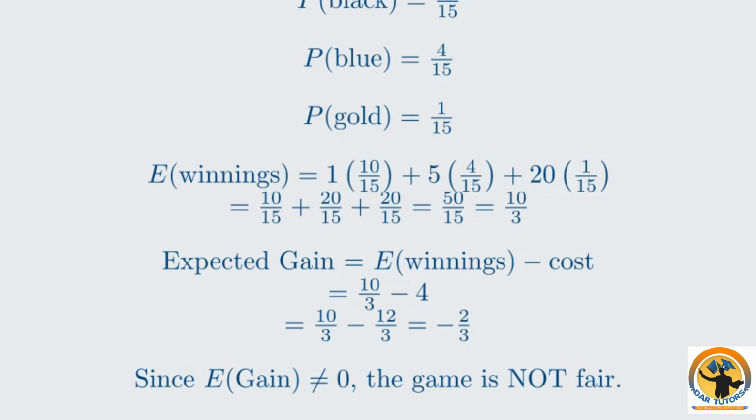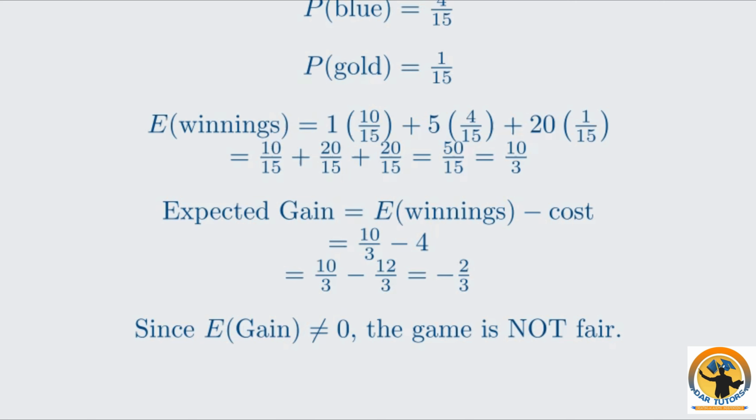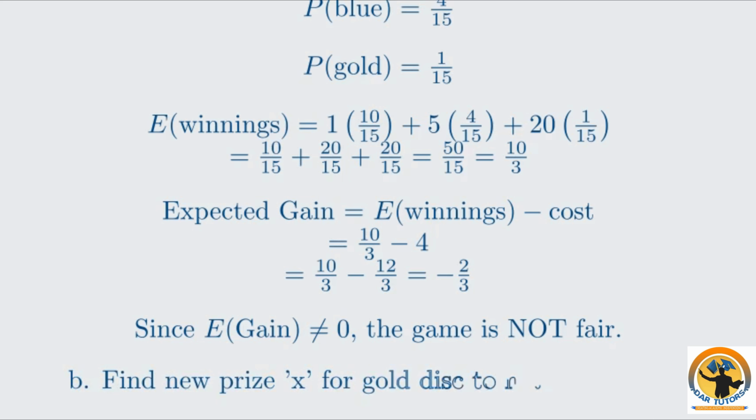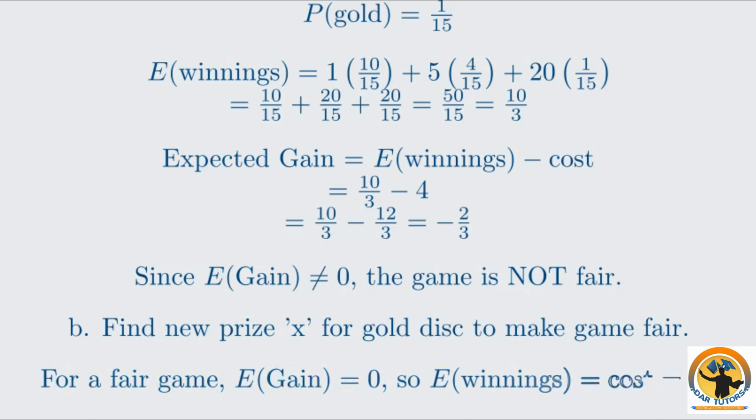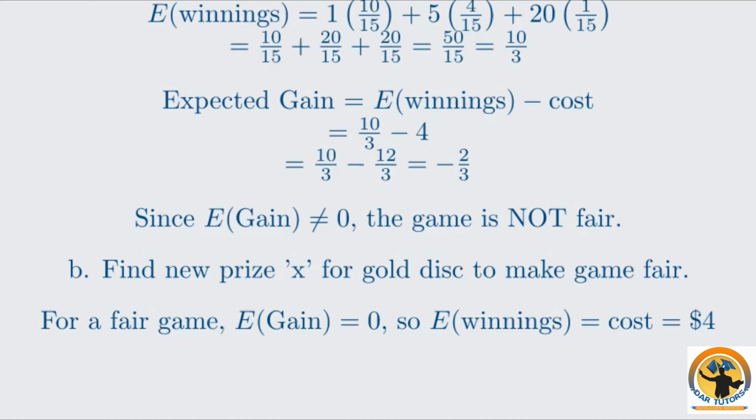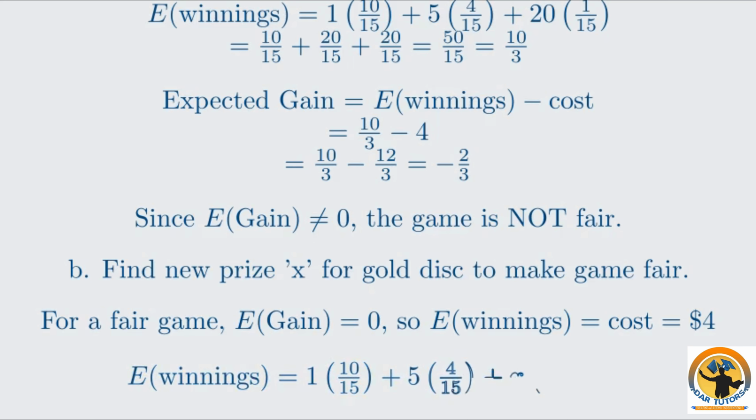Now for Part B. Find the new prize for the gold disc to make the game fair. Let the new prize for the gold disc be x. For the game to be fair, the player's expected gain must be 0. This means the expected winnings must exactly equal the cost of $4. We set up a new expected winnings equation with the unknown x: 1 times 10/15, plus 5 times 4/15, plus our new prize x times 1/15. This sum must equal 4.